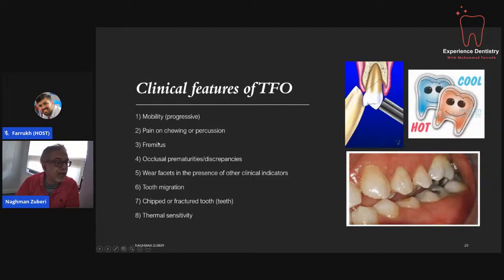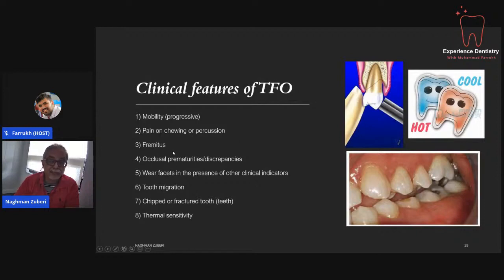Fremitus is a special type of mobility. You will ask the person to bring the teeth together. Then you dampen your finger and feel on the labial or buccal side, and you will feel that the tooth is mobile while the teeth are together and the person is trying to jiggle them. That is known as fremitus, and fremitus is a typical sign of trauma from occlusion.